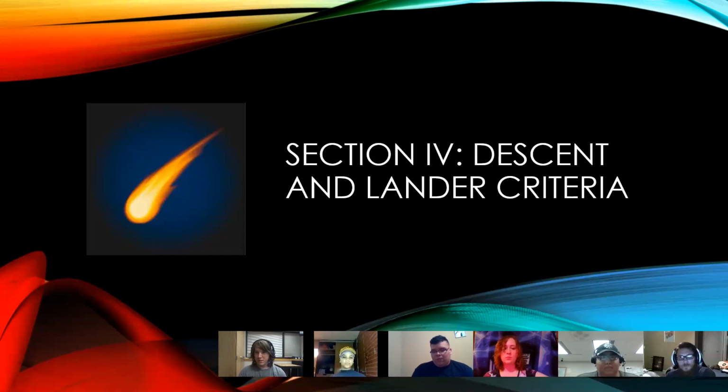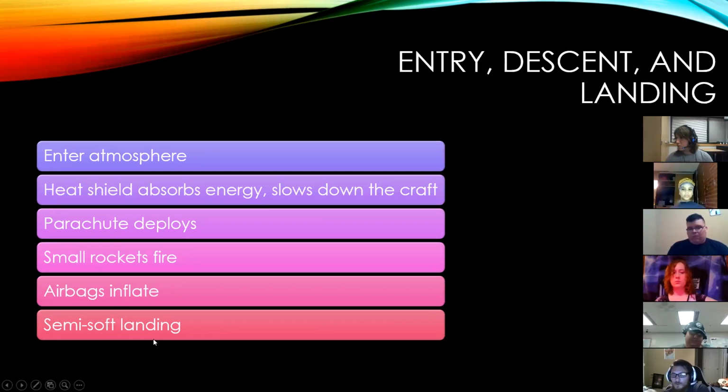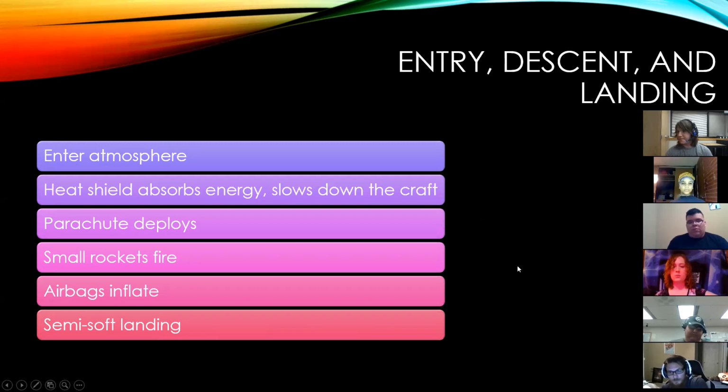All right, so I'm Travis, and I was in charge of the entry, descent, and landing, or EDL systems of our Mars lander. The EDL can be broken up into 3 subsystems: the heat shield system, the parachute system, and the airbag system. So once we disconnect from the orbiter, the lander will be on a course to the surface. Upon entering the Martian atmosphere, the heat shield will redirect and absorb the heat energy of atmospheric entry.